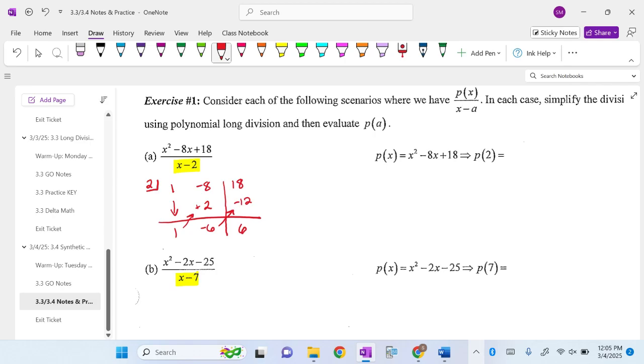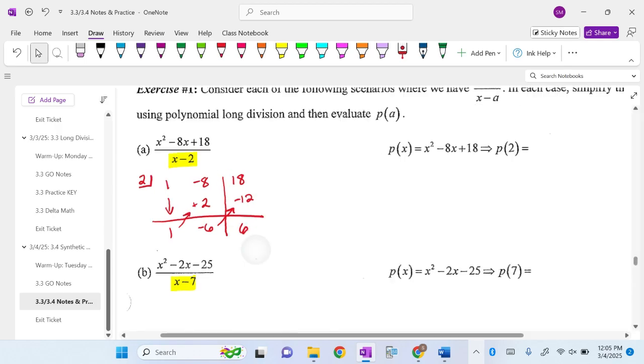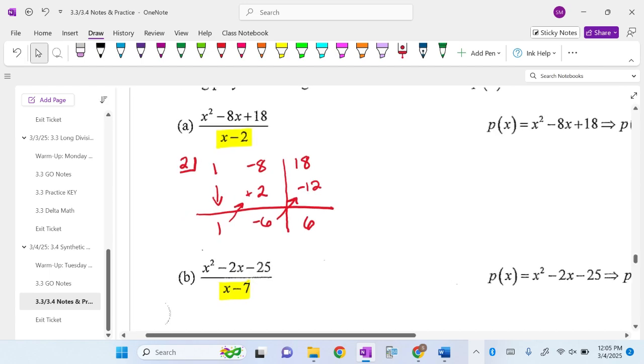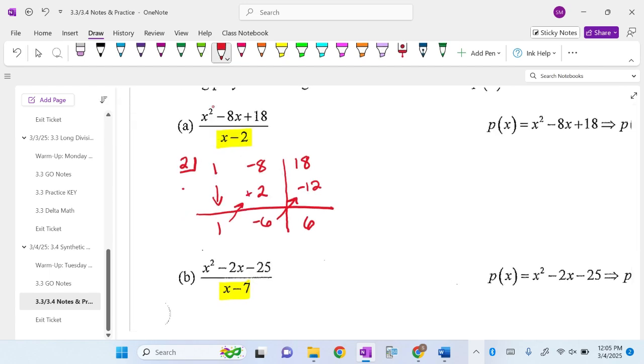Now, based off of that assumption, what is the exponent of the variable that I start with for my answer? 1, because I start with an exponent of 2 originally. Subtract the 1, that's 1. So we just have an x. So this would be x minus 6 plus 6 over x minus 2. So that's our answer for part A.